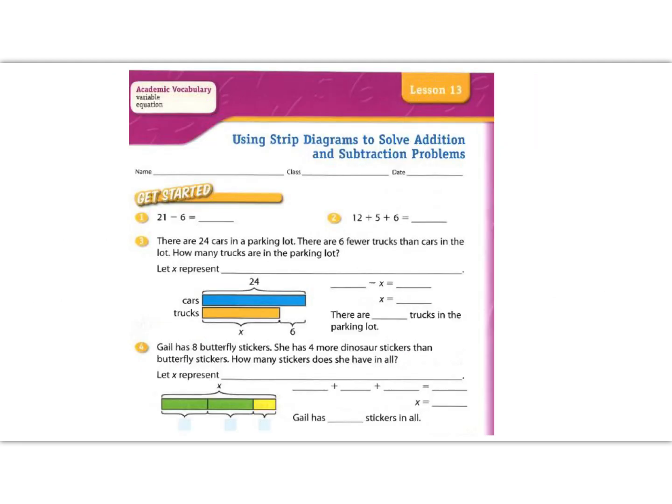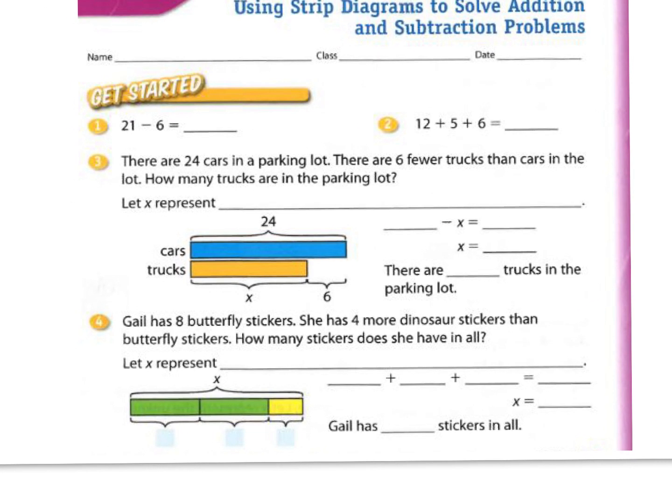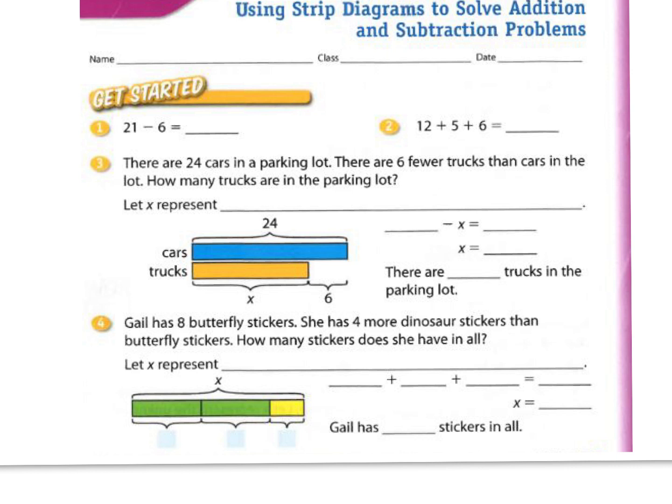So this is a little bit different. It says using strip diagrams to solve addition and subtraction problems. I'm going to zoom in a little bit here. So just in our getting started, we have 21 minus 6. Well, remember, we're going to rewrite it this way. We can't do 1 minus 6 because there's more on the floor, so we got to go over next door and borrow 10. Make that a 1, make this an 11. 11 minus 6 is 5. 1 minus 0 is 1, so we have 15.